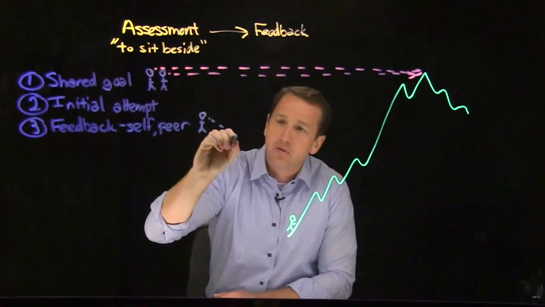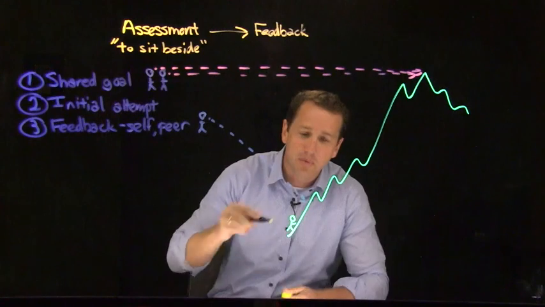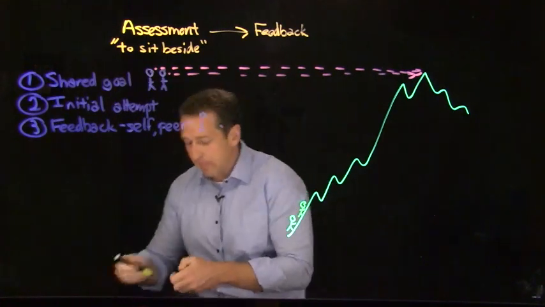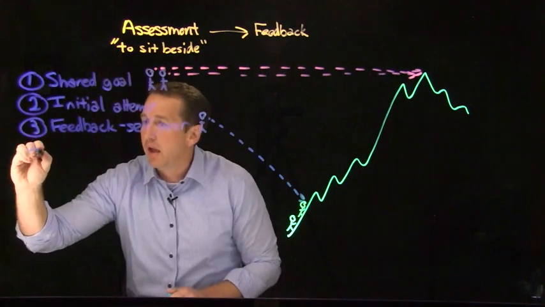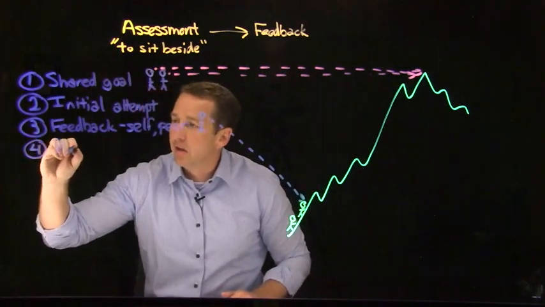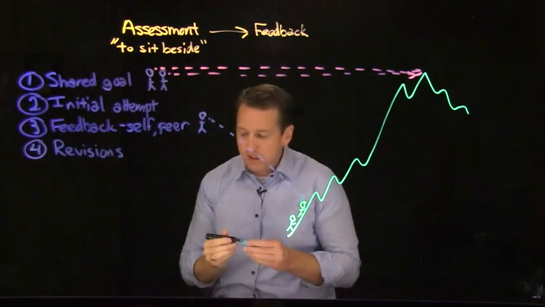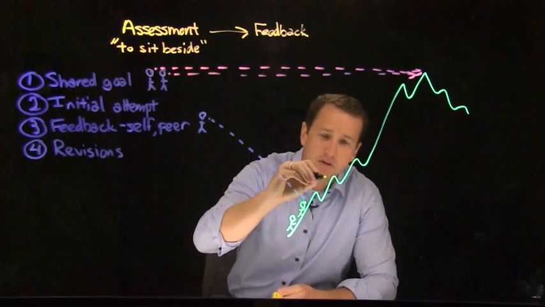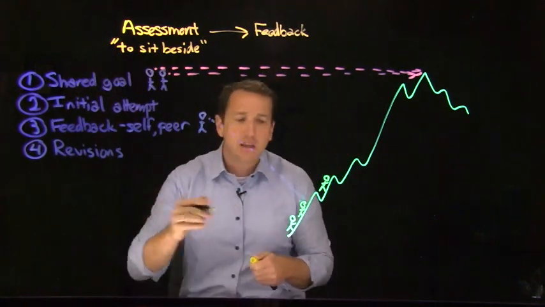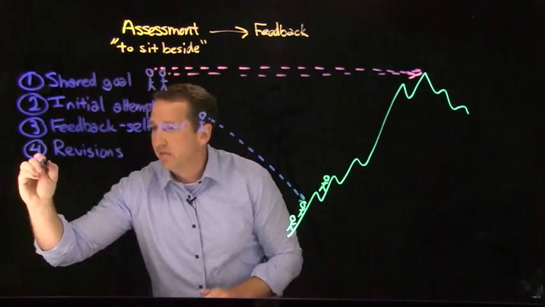And so what that means is that the self or peer observes progress. How far have I gotten? Where am I going off track? Where do I need to go next? After receiving that feedback, the student makes revisions. So in the climb, the student continues to climb, maybe makes some course corrections or changes, but they get to continue climbing, which leads to step 5.